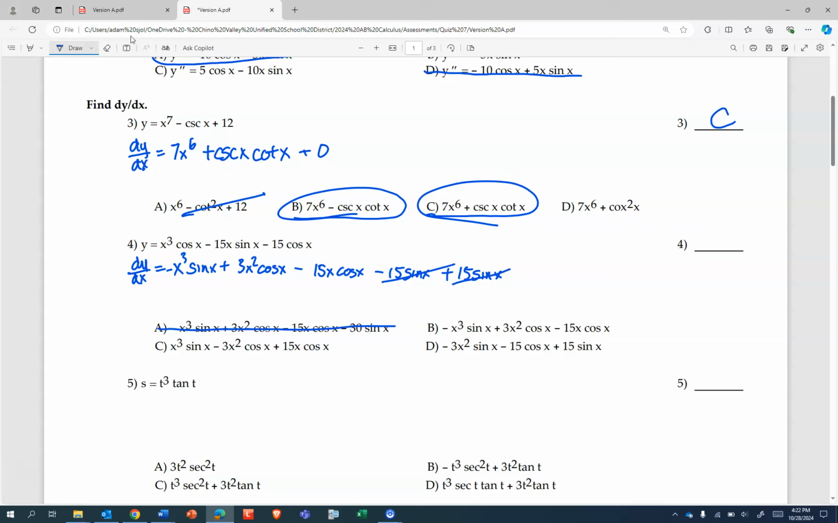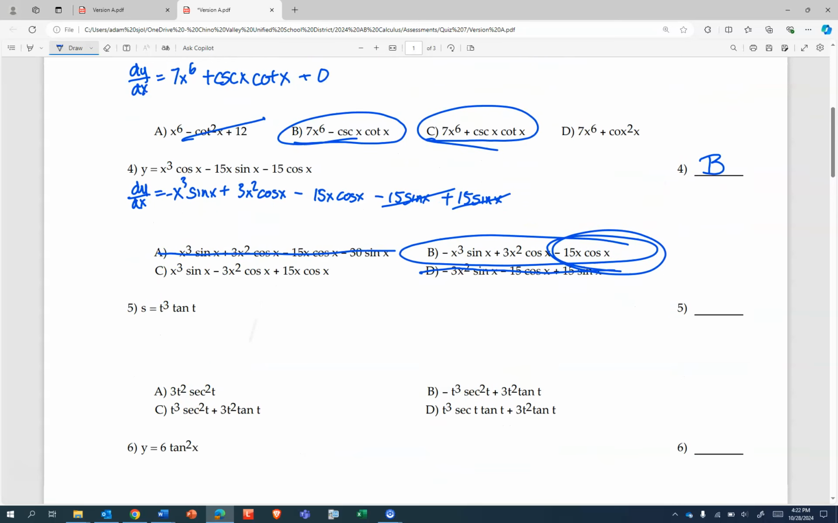And so answer choice A is out. That 30 sine of x caught my eye. Anything with a 15 sine of x is out. And minus 15x cosine of x right here means answer choice B, without collecting the rest of the terms.